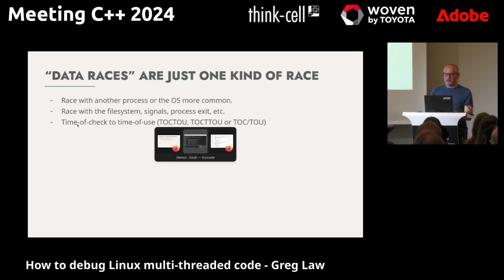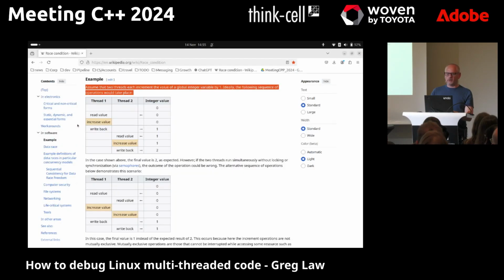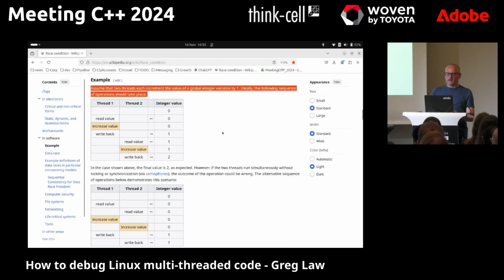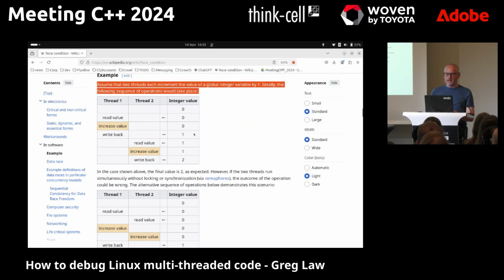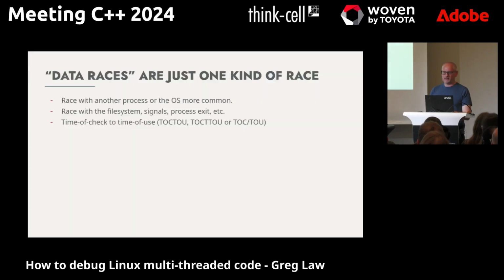I just looked up the Wikipedia page for race conditions before I came here. It talks about electronic circuits, but then it talks about programming. And this is the example you see every single time: two threads incrementing some piece of shared data with a read, modify, write, and it all depends on the ordering. This is the canonical CS 101 or CS 201 example of a race condition. That's a data race, but that's just one kind of race condition.